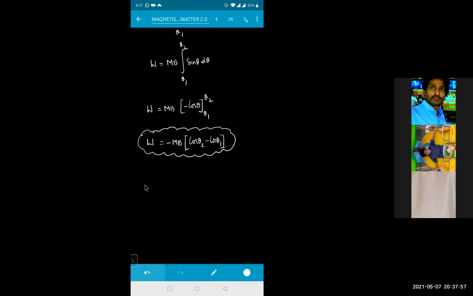Now this work done is equal to what? Change in potential energy only, no? So change in potential energy is equal to minus MB into cos theta 2 minus cos theta 1.